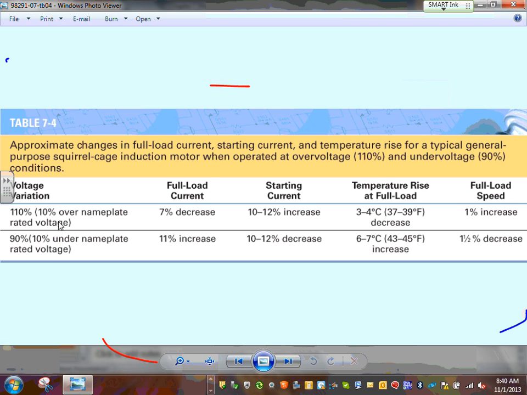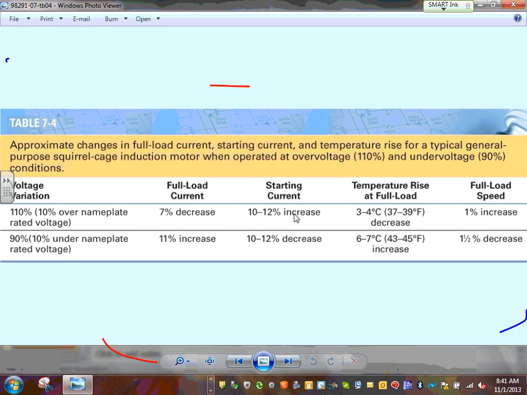Here's what happens, guys, when the voltage goes up or down in the motor. Look at that, 10% higher, 10% lower. If 10% higher, full load current decreases 7%, starting current increases, temperature rise decreases, and the full load speed increases. If you reduce the voltage, look what happened. The full load current will increase because we will compensate for that. You decrease the starting current, the temperature increases, and the speed decreases. So these are the effects of reduction in the voltage on the speed and the temperature.